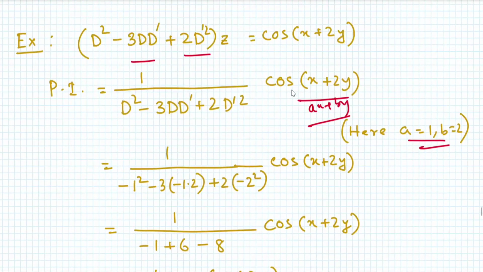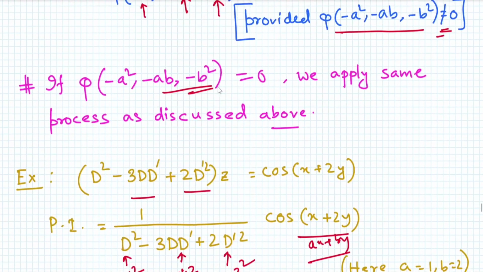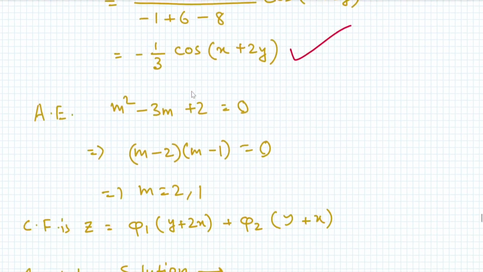So now we replace d square by minus a square, d d dash by minus ab, and d dash square by minus b square. That means this is minus 1 square, this should be replaced by minus 1 into 2, and this should be replaced by minus 2 square. So this gives the denominator. In the denominator the value is minus 1 minus 6 minus 8, which is not equal to 0. That means minus 1 by 3 cos of x plus 2y is the particular integral for the above equation.